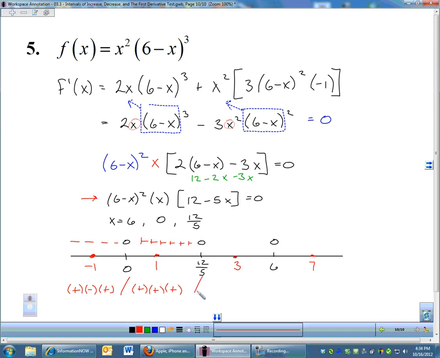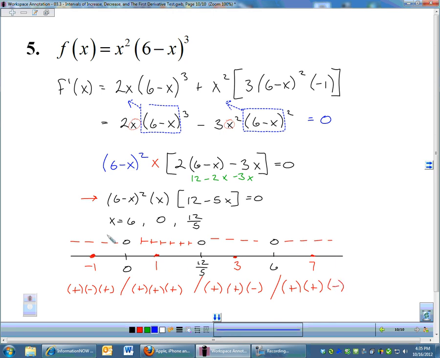Plug in 3, 6 minus 3 is positive, and when you square it, still positive. 3 times 5 is 15, 12 minus 15 is negative. Then if I plug in 7, (6 minus 7) squared is positive, 7 is positive. 12 minus 5 times 7 is negative.